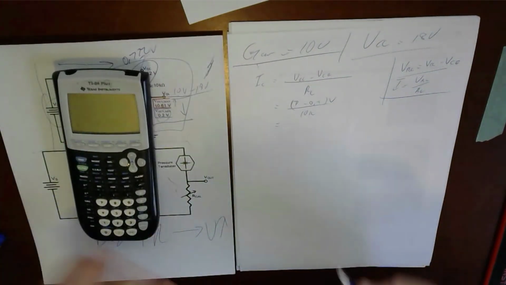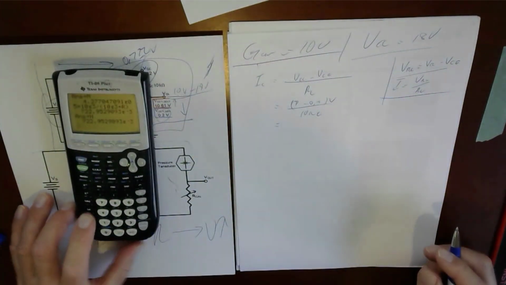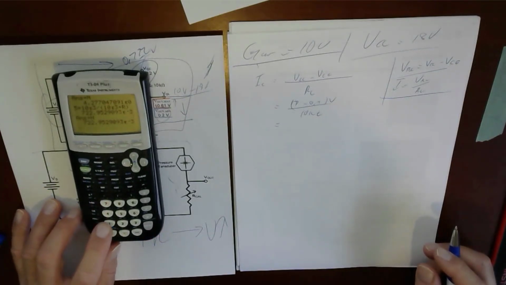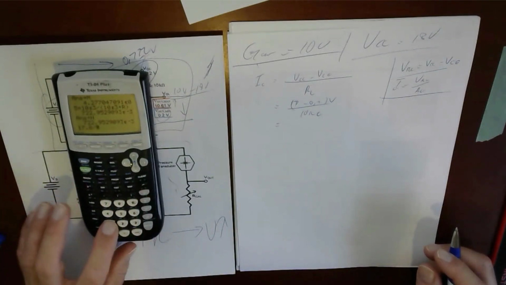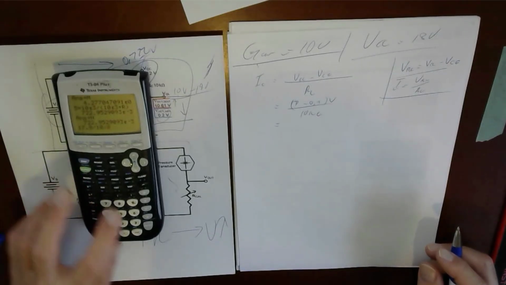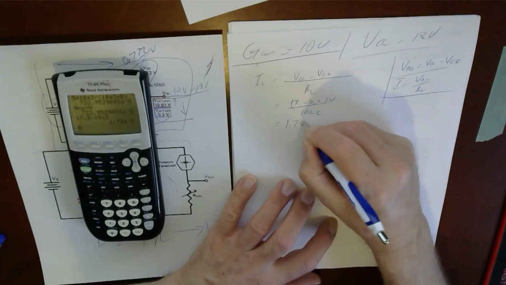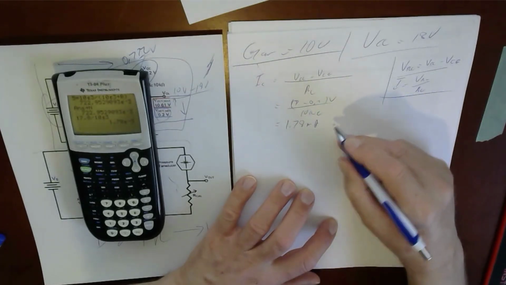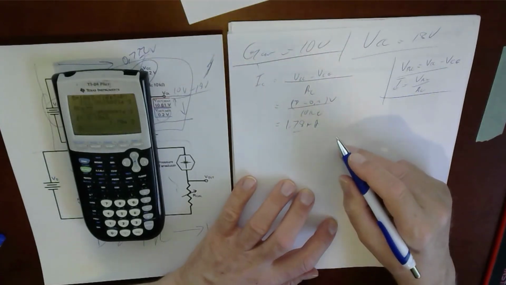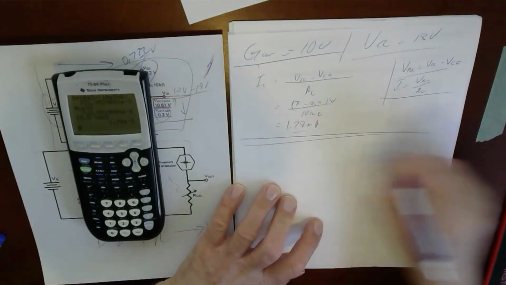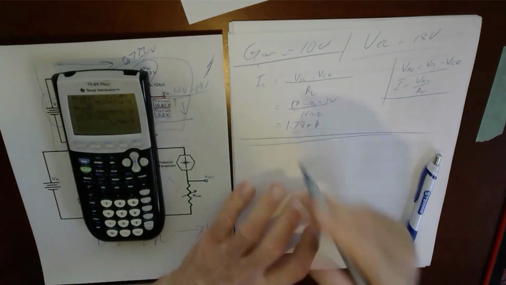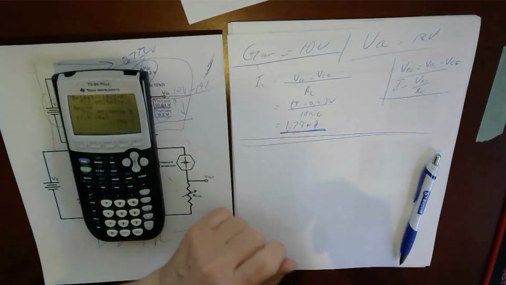Let me write that in here. That's going to be 18 minus 0.2, so that's 17.8 divided by 10 kilo ohms. And that is 1.78 milliamps. And that's fine. It's an even number. I don't need to put it in my calculator. That's a number that I'm after.